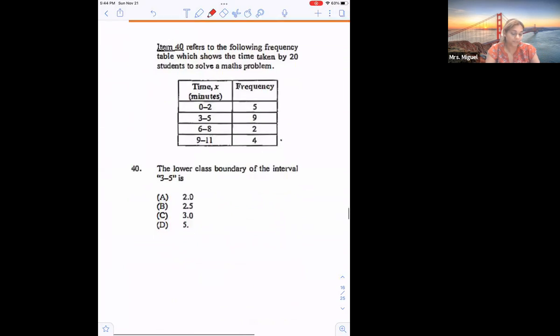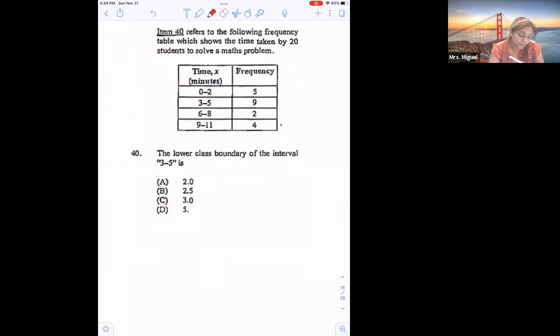And we want the lower class boundary of the interval. So 3 to 5, this is called the lower class limit. This is called the upper class limit. So the lower class boundary is the lower class limit minus 0.5. So 3 minus 0.5 is equal to 2.5. The answer is B.